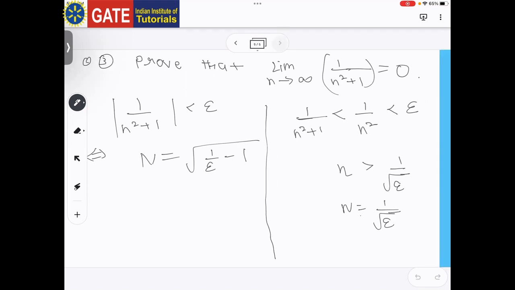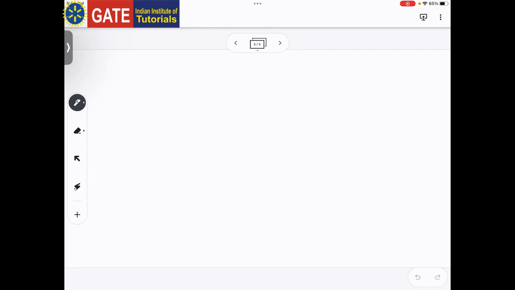Next question. Fourth one. Prove that the limit as n tends to infinity of (2n square plus 1) by (n square plus n) is equal to 2.